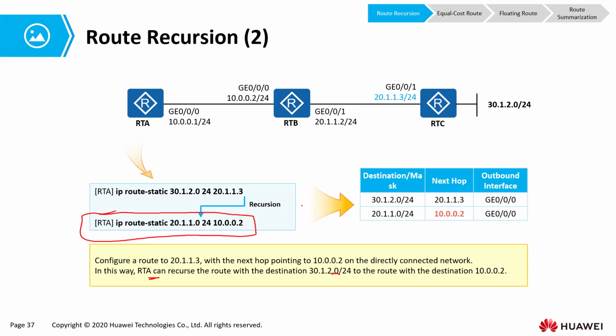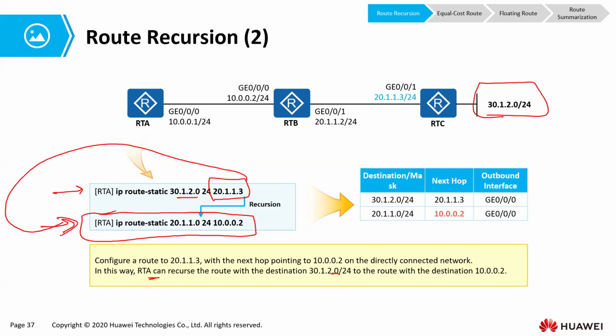So what will happen when I want to reach 30.1.1.0? I first look at this route, which takes me to 30, but the next hop is not directly connected. Then I have a second look at another route that takes me to 2113, exiting via 10.0.0.2. So I will exit via 10.0.0.2 to reach 20. When I get there, it takes me to the destination network.